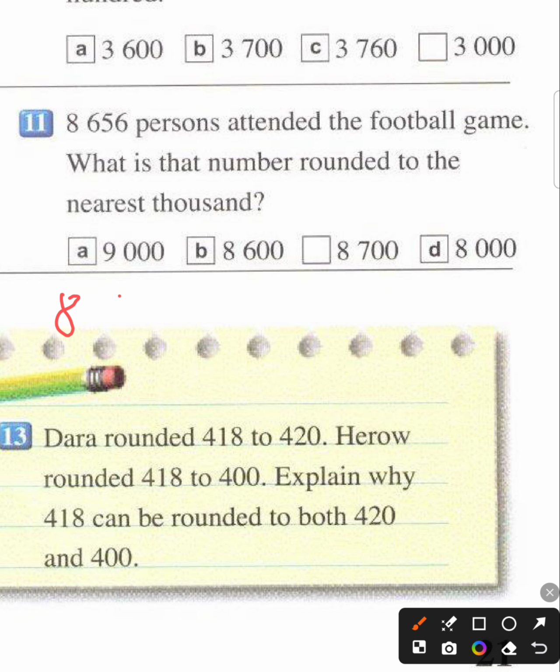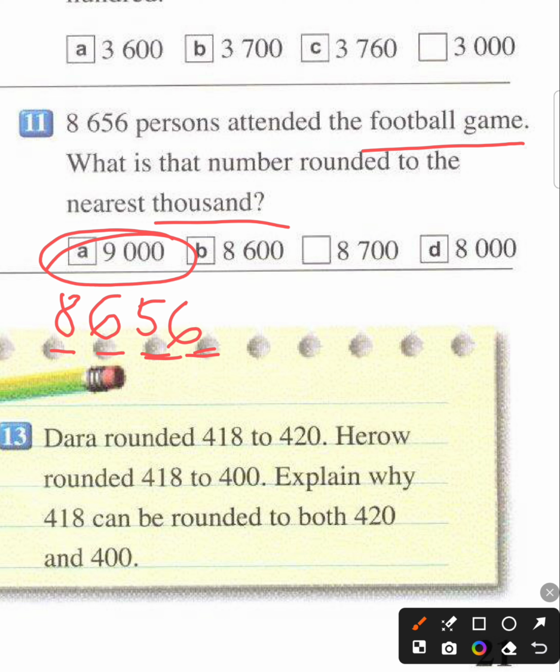Okay, 8,656 persons attended the football game. What is that number rounded to the nearest 1,000? Ones, tens, hundreds, 1,000. Okay, not 9,000. We don't need to think about 8,600, it cannot be. 8,700 is the nearest 100. Cannot be. 8,008 cannot be. This is not correct.